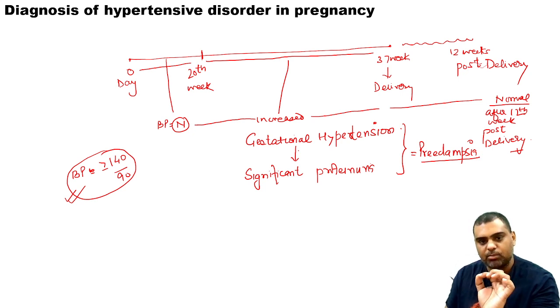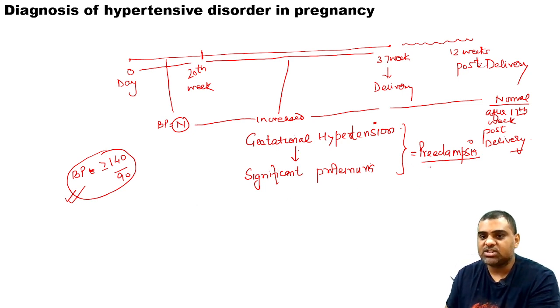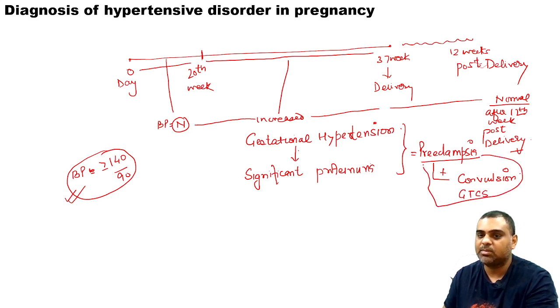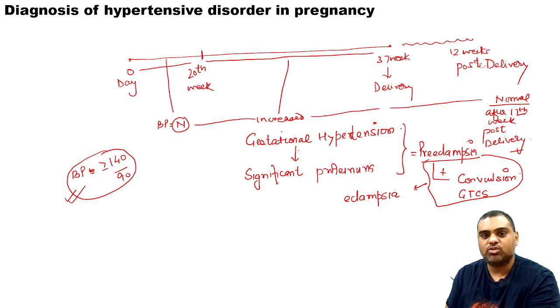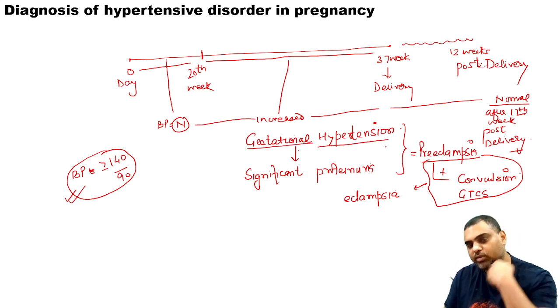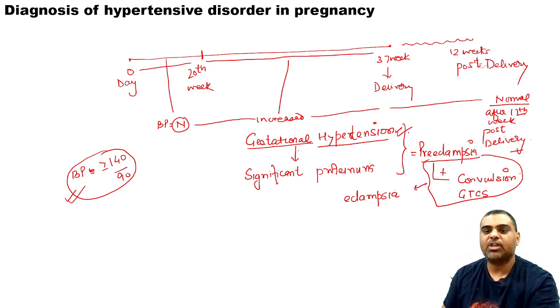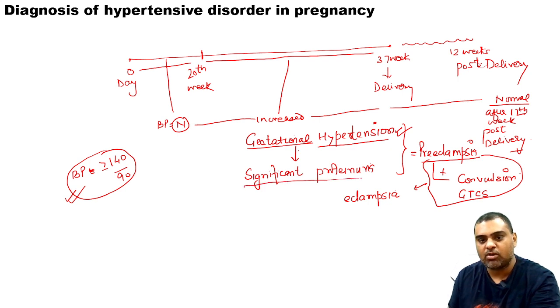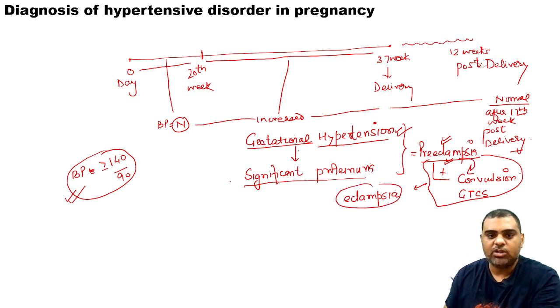I'll tell you what is significant proteinuria. Now, if this lady of preeclampsia also gets convulsions, and the most common type of convulsion is generalized tonic-clonic seizure, then the complete thing will be called eclampsia. So gestational hypertension is when BP was normal before the 20th week and it increased after the 20th week, and it remains increased till 12 weeks post delivery, and then it becomes normal. If there is significant proteinuria along with gestational hypertension, that is called preeclampsia, and if preeclampsia is accompanied with convulsion, that is called eclampsia. Now I'll tell you what is significant proteinuria.